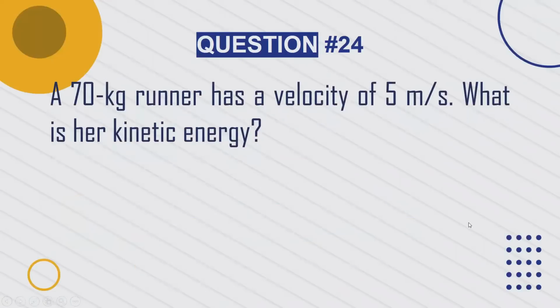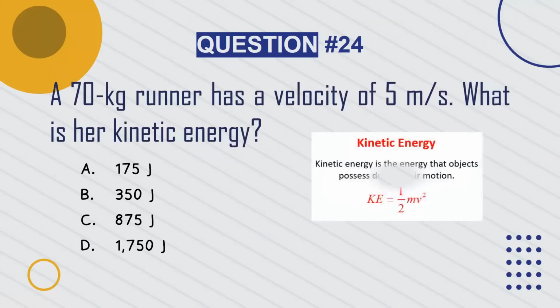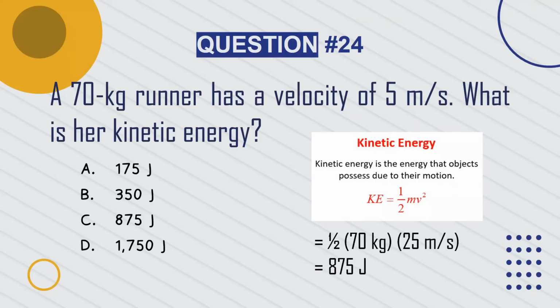A 70 kilogram runner has a velocity of 5 meters per second. What is her kinetic energy? Is it A, 175 joules, B, 350 joules, C, 875 joules, or D, 1,750 joules? So again, let us go back to the formula of kinetic energy. It's KE equals 1/2 mv squared. So to compute for kinetic energy, we have to multiply 1/2 times 70 kilograms times the square of the velocity, which is 5, that is equal to 25 meters per second. So that gives us 875 joules.